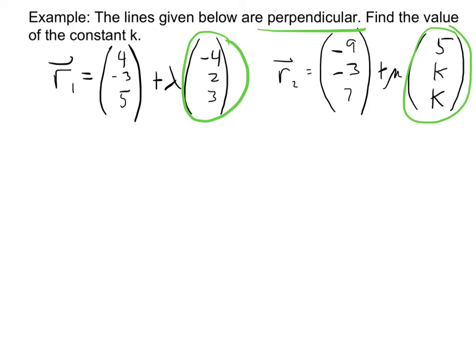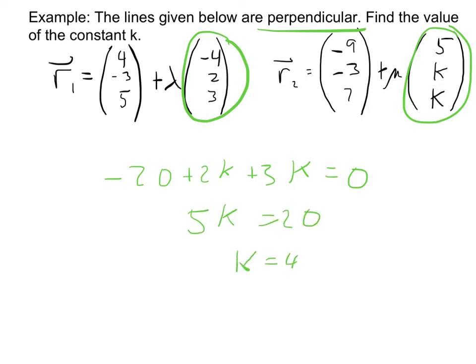You should remember that if vectors are perpendicular, it means their dot product is 0. So that means that negative 20 plus 2k plus 3k has to be 0. So that means that 5k is equal to 20, which means k has to be 4.